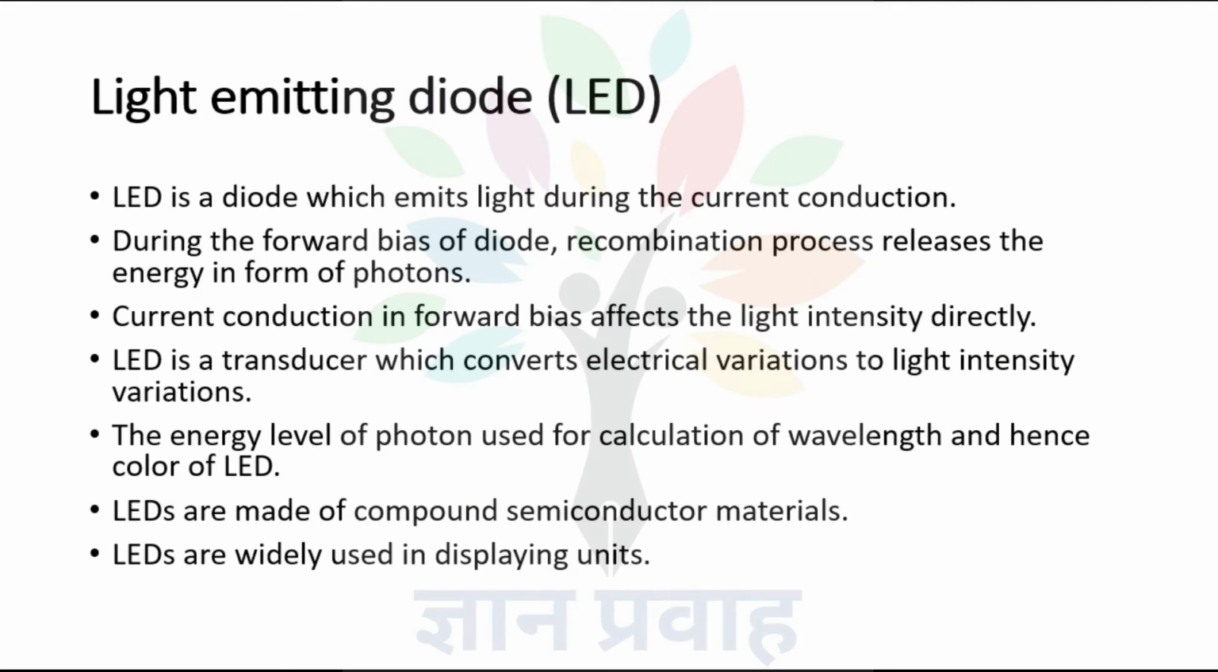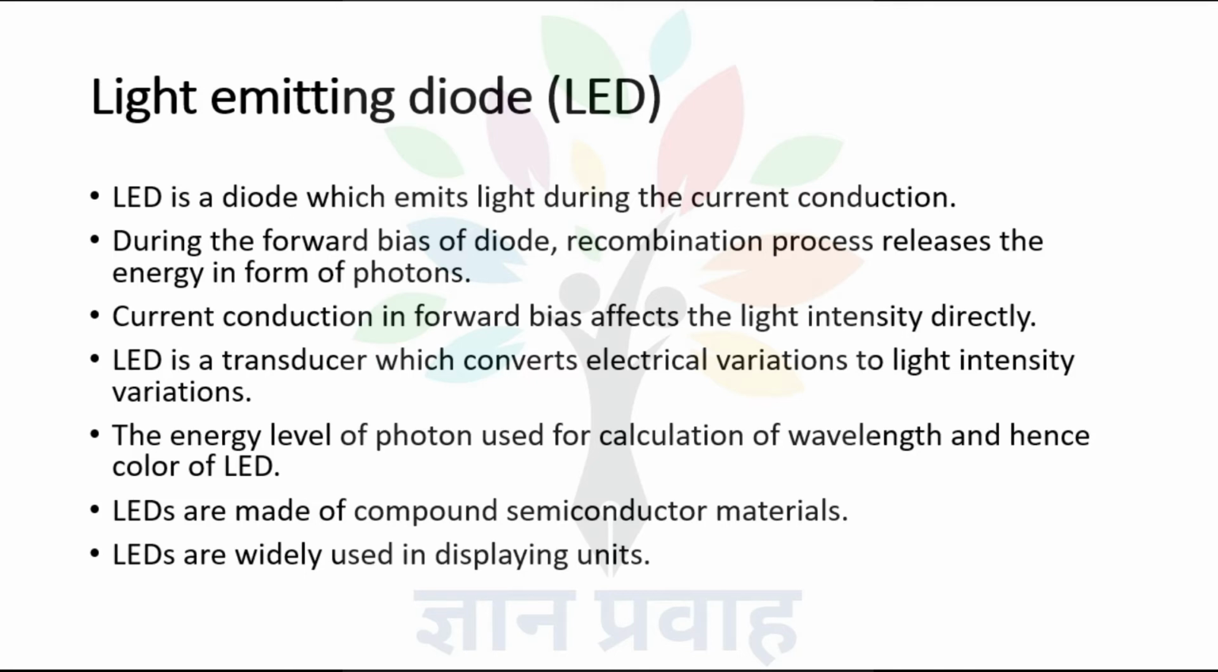Light emitting diode. It is a PN junction diode. Here we are using compound semiconductor material for making the PN junction diode. LED emits light during its current conduction. Current conduction is there in a PN junction diode when we apply forward bias across it. So LED works in the forward bias region of the PN junction diode.